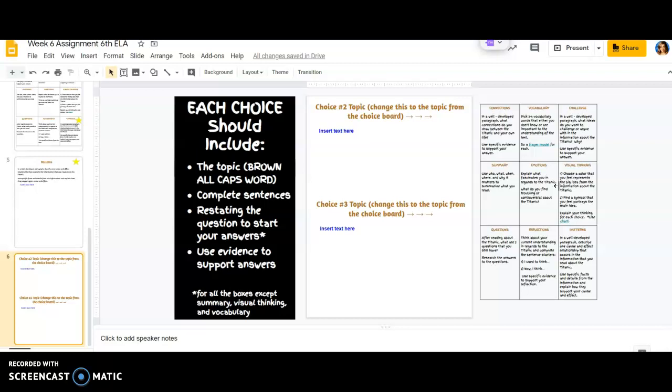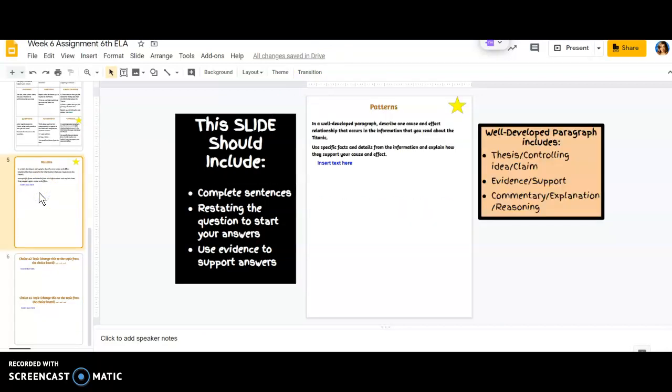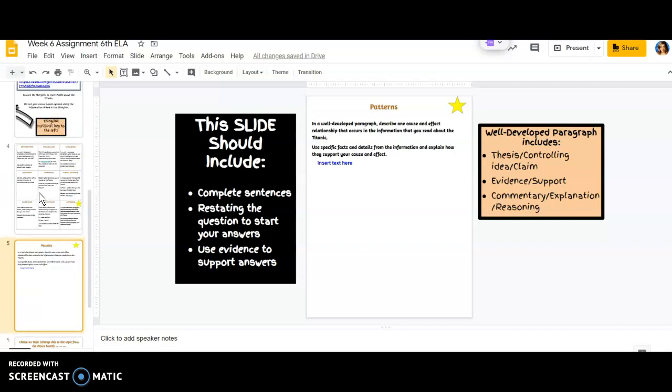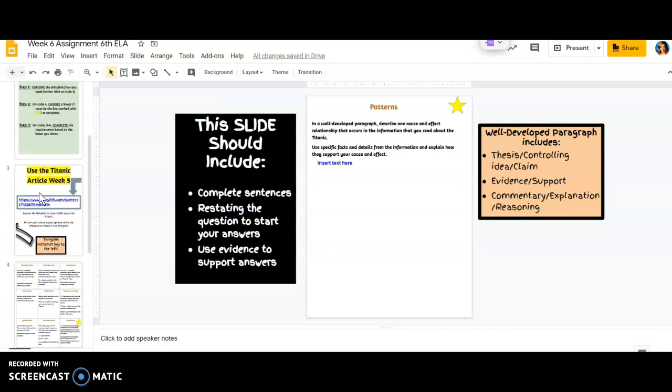Okay, so make sure that you are still typing your best 6th grade writing. Okay, complete sentences, restate the question, use evidence from the article to support your answer. Proper capitalization, spelling, grammar, punctuation are all things that I'm looking for, okay?